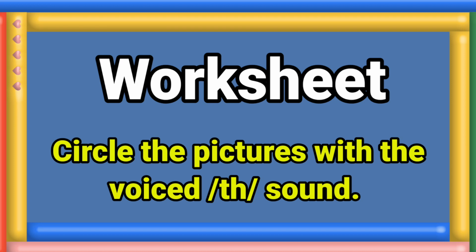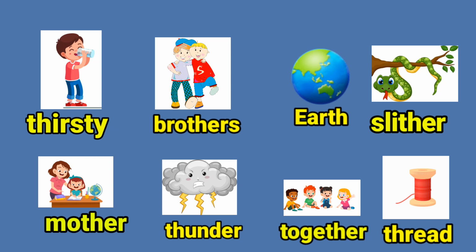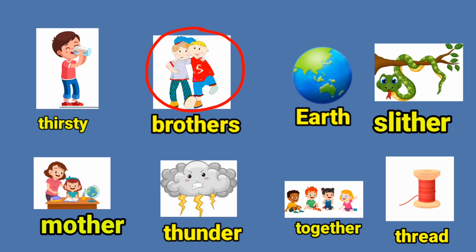Worksheet time. Circle the pictures with the voiced TH sound. Monami, are you ready? Yes, miss. First word, thirsty. In this word, the sound of TH is unvoiced. Good. Brothers. The sound of TH is voiced. Earth. The sound of TH is unvoiced. Slither. The sound of TH is voiced.